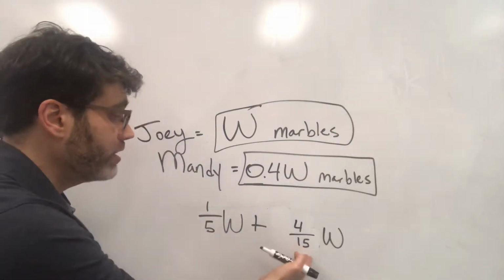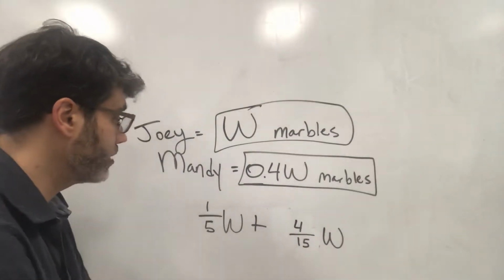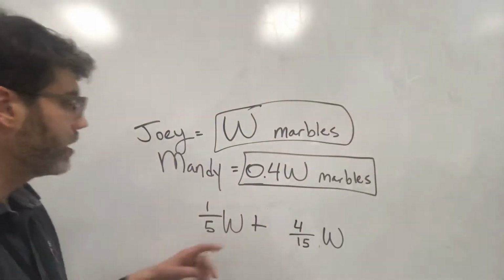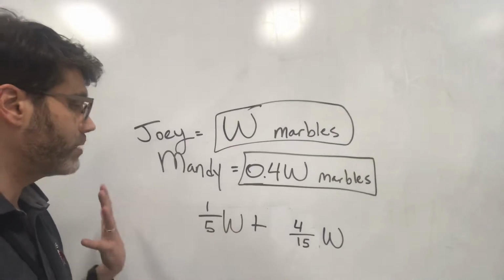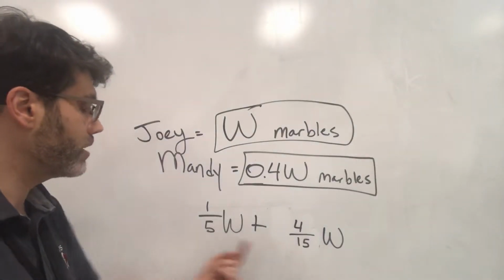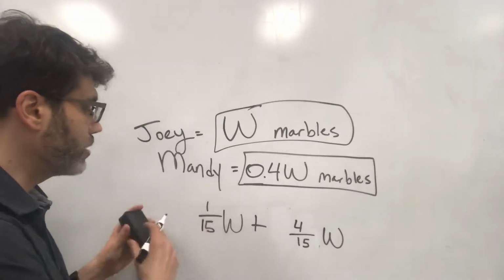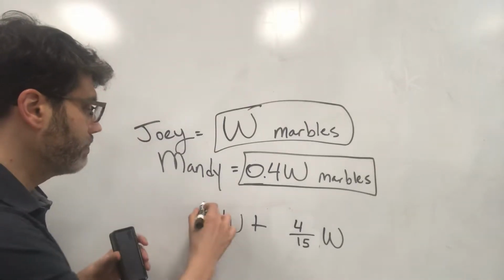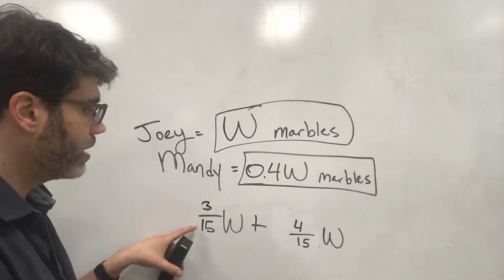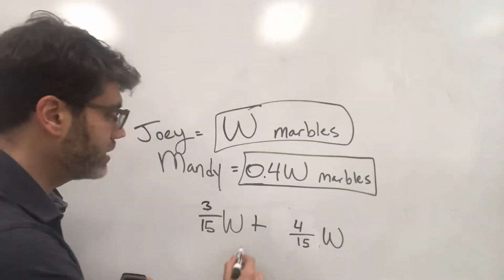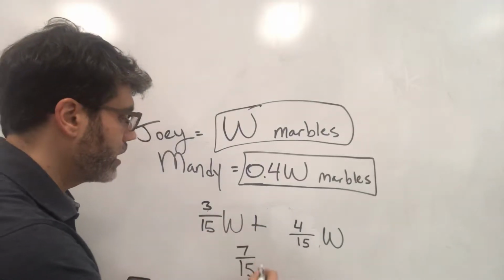So if I have 4/15 W, I can add that to 1/5 W. And by the way, if you add fractions, you need to have common denominators. Looks like 15 is going to be a common denominator. I multiply 3 times 5 to make 15, and I multiply 1 times 3, and I get 3. So 3/15 plus 4/15 is 7/15 W.